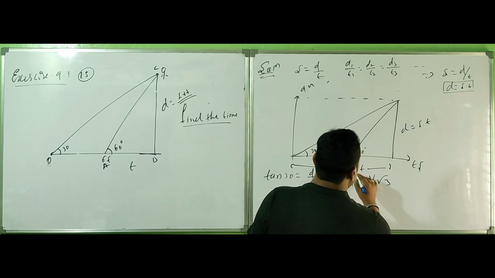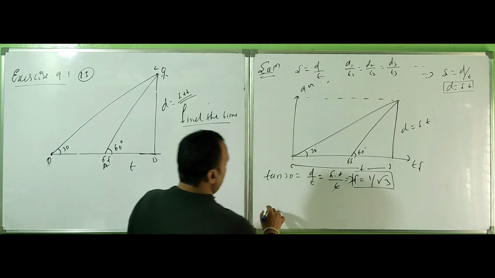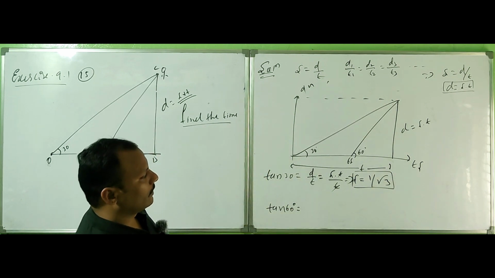Tan 30 is equal to 1 by root 3. What about tan 60? Tan 60 is equal to root 3.